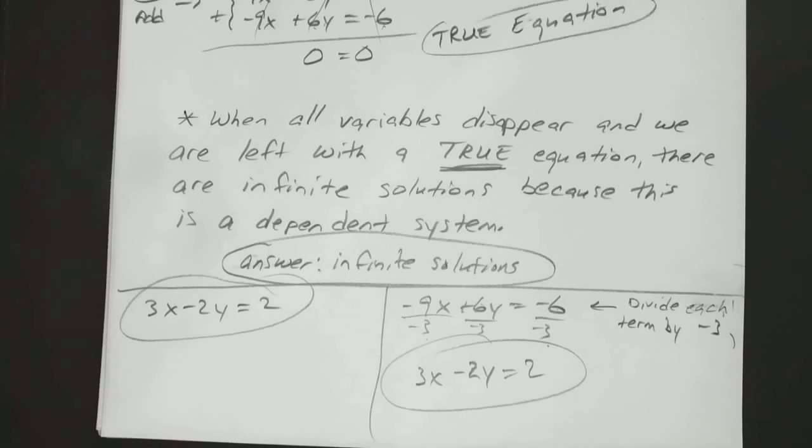A lot of times it doesn't jump right out at you, but once you realize that all the variables disappeared and you have a true equation, then you know it's the same. All right, any questions on that one? Are you saying with the infinite solutions that no matter which way you plug in, it's going to be exactly the same? Yep, if it's true for one, it's always going to be true for the other. Each and every spot.